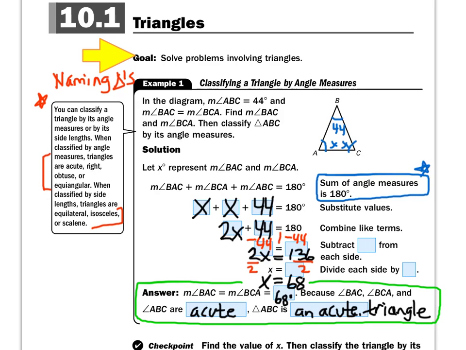Hello, you guys. Let's look at Chapter 10, Lesson 1. I can't believe we're in the last chapter of the year. Oh my. Okay, so today the goal is to solve problems involving triangles.